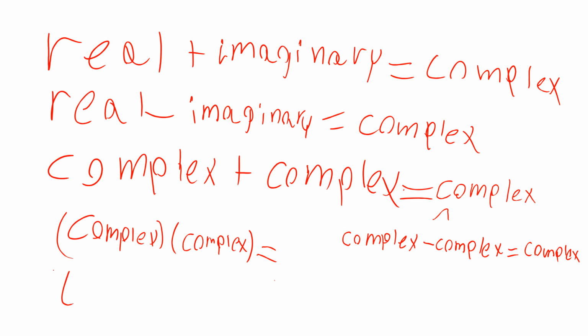So let's have 5 plus i, and then we're going to have 4 minus 2i. And we're just going to multiply the binomials. We know how to expand products.